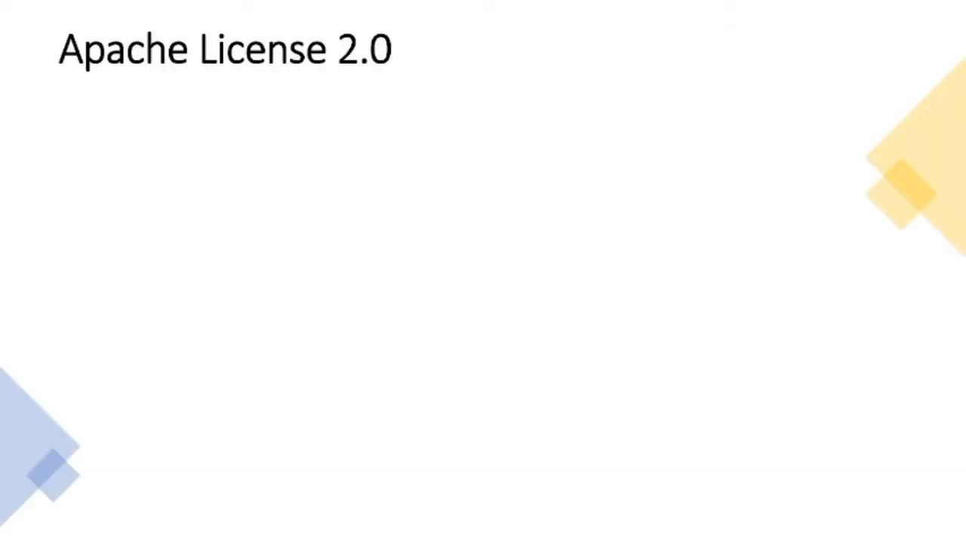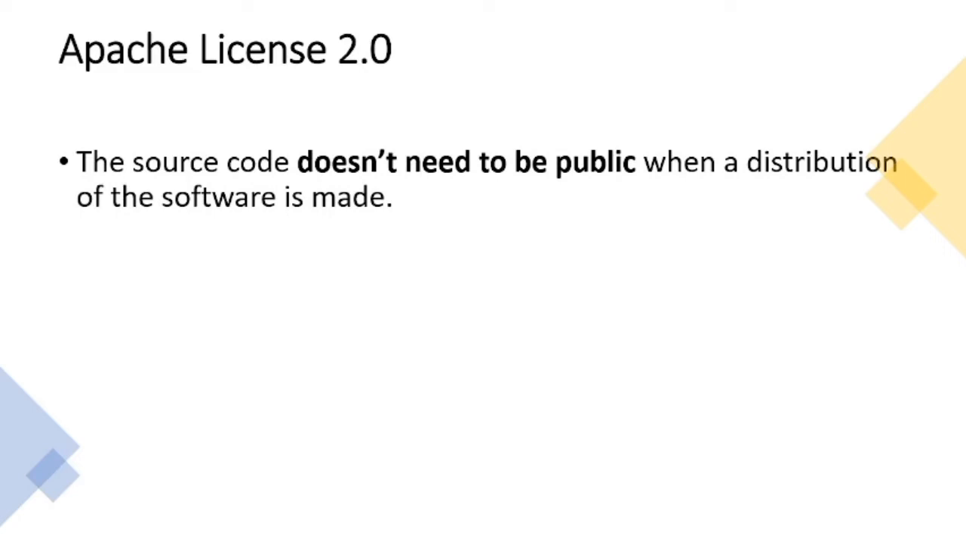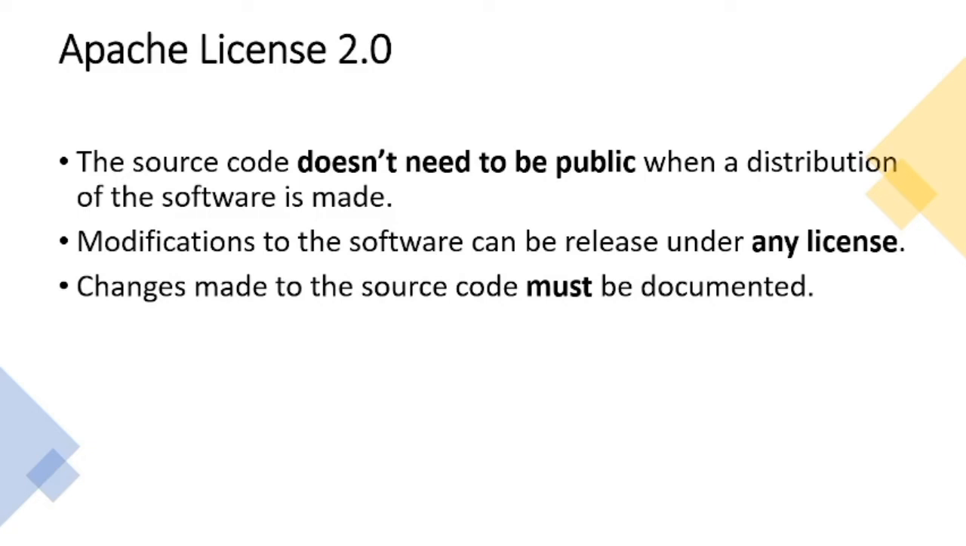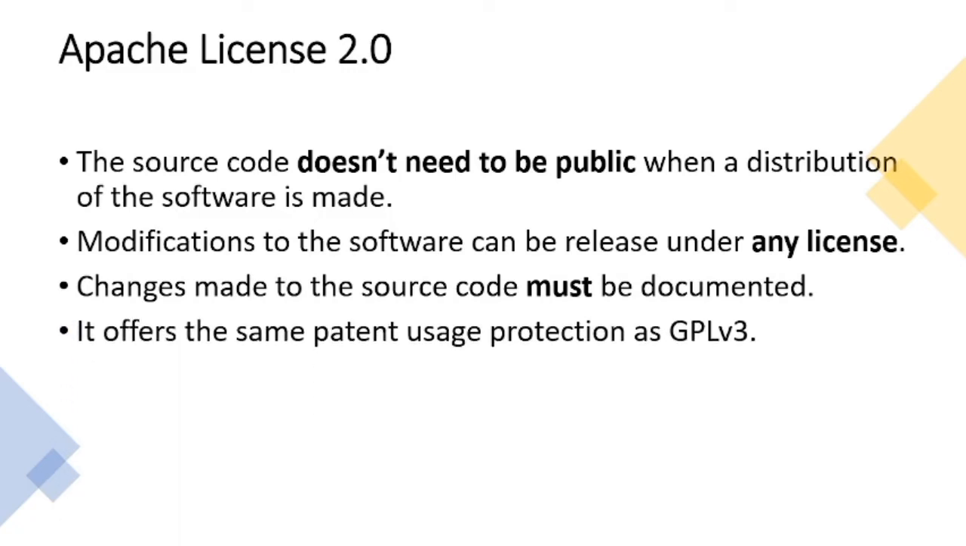So let's move ahead with the Apache License 2.0. The first point is that the source code doesn't need to be public when a distribution of the software is made. The second point is that modifications to the software can be released under any license. This was not present in the GPL. Third, changes made to the software code must be documented. It is compulsory in this license. It offers the same patent usage protection as GPL. Now let's move ahead with the third license.